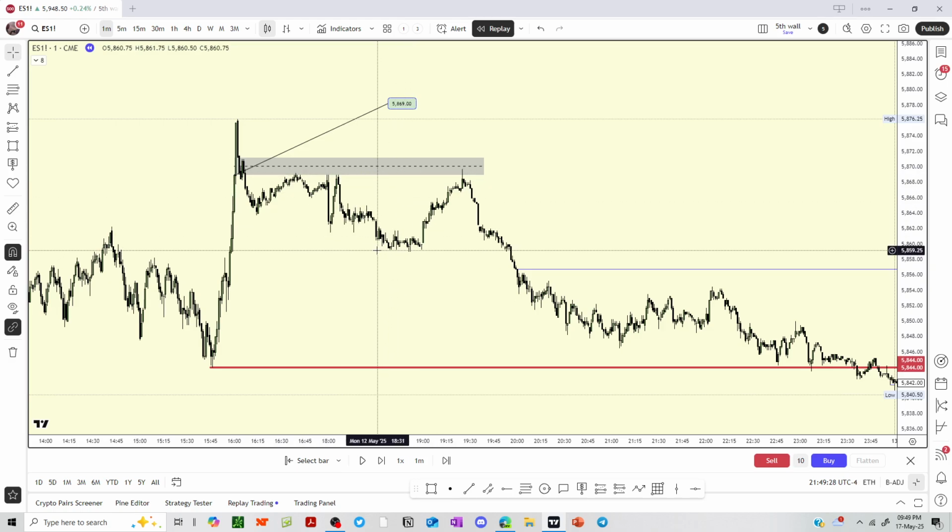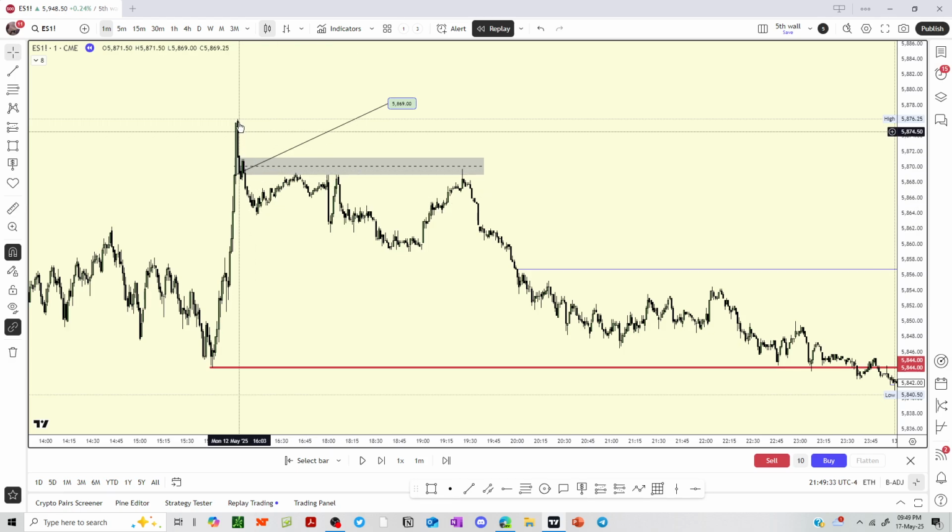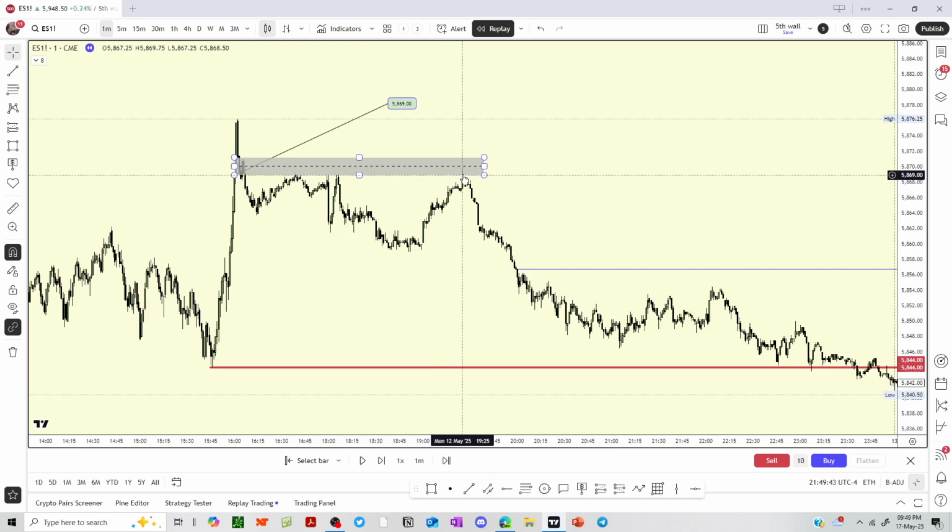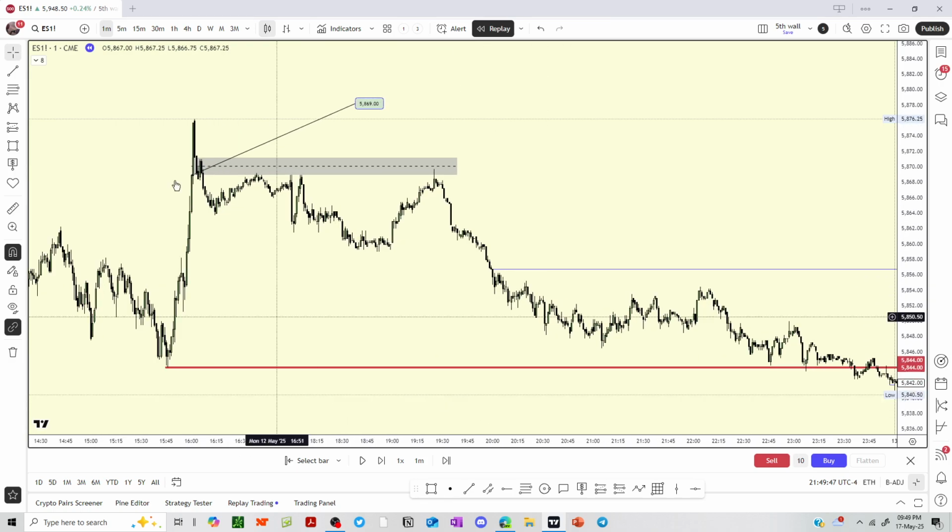And now you have to think about time of day also. I think this is all good. This is starting the PM session, so that's all good. These retracements, you got to think about what's the kill zone. Kill zone is from 7 to 9.